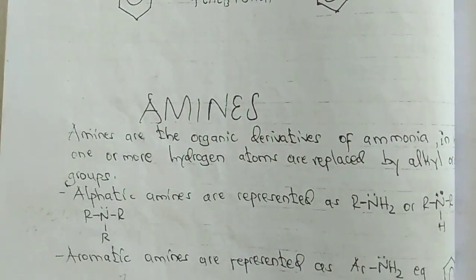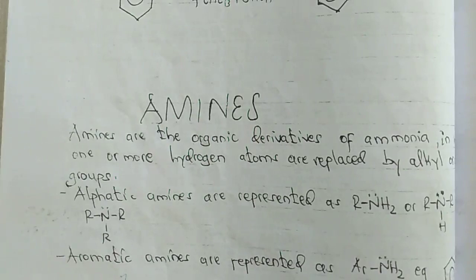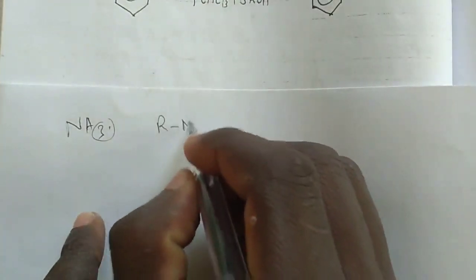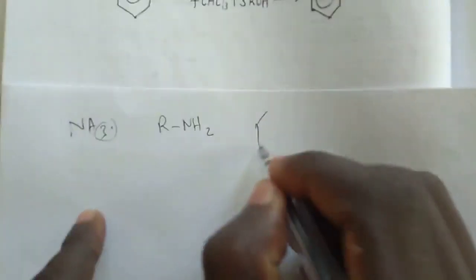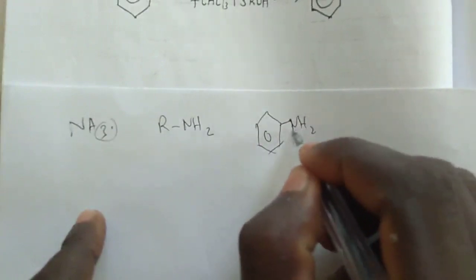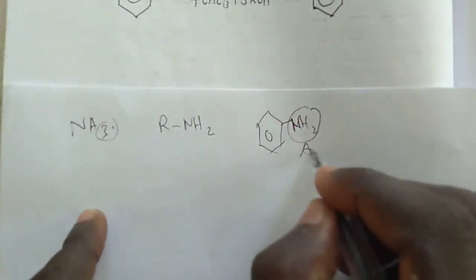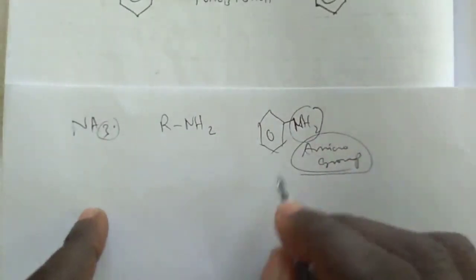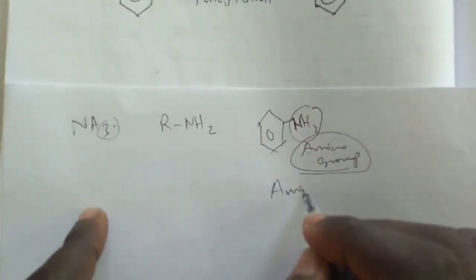aryl group. So from the structure of ammonia, which we know, it is NH3. One of the hydrogens is replaced by an aryl or alkyl group. So it may have R-NH2, or we may have the aryl group such as a benzene ring and then NH2. This is the amino group. And the compounds, they are known as amines.